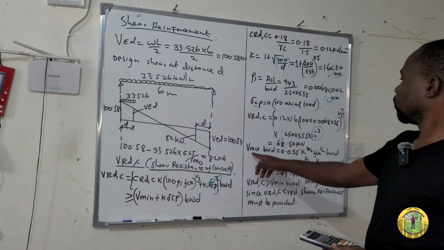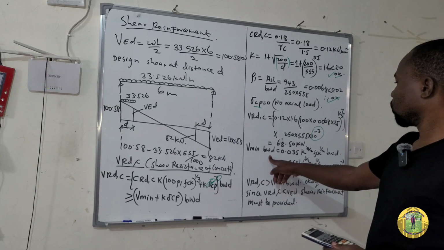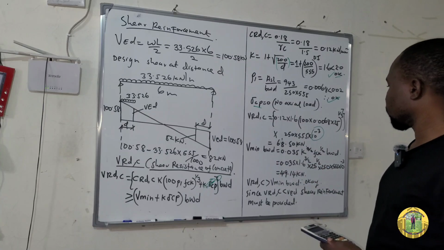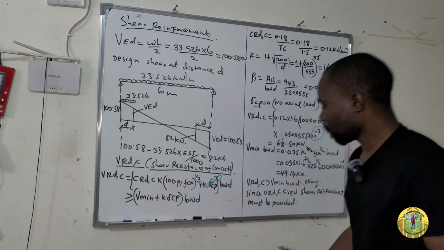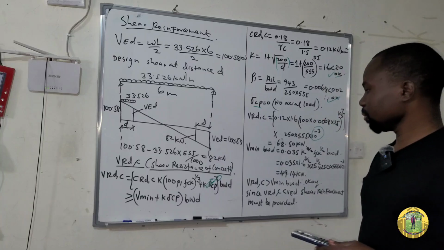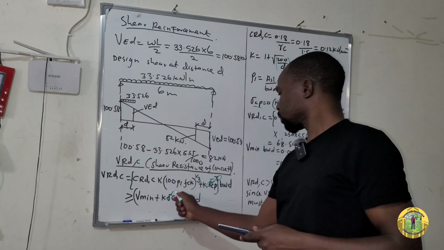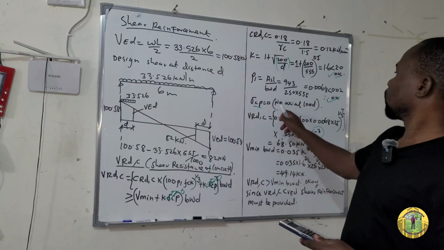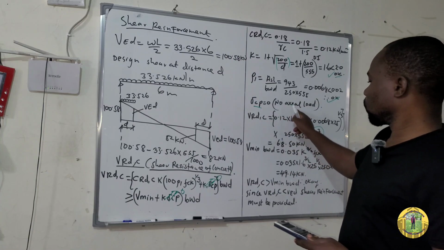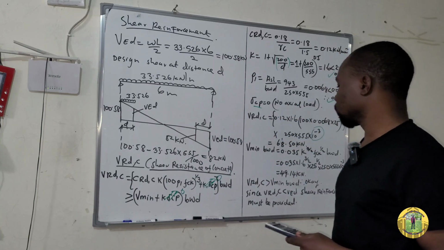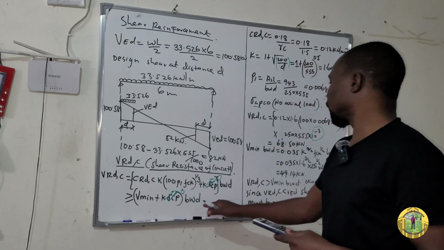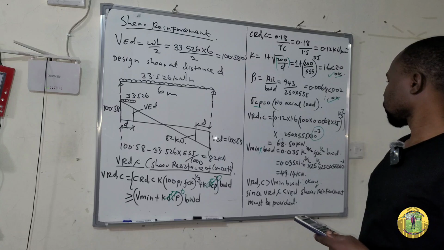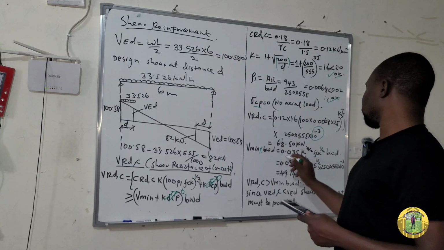And then V min times BWD. Again here, this one is equal to 0, because we have said that there is no axial load, which implies this one is equal to 0. So we'll remain with V min times BWD, like that. And V min is given by this formula.